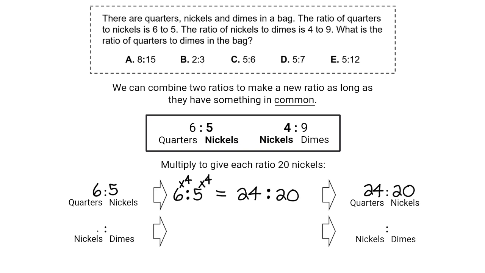Using the second ratio, we know that one is 4:9. If I want to change 4 nickels to 20 nickels, I'll need to multiply that ratio by 5. That will create the ratio 20:45. So now we have the ratio that is 20 nickels for every 45 dimes. So now both ratios have 20 nickels.